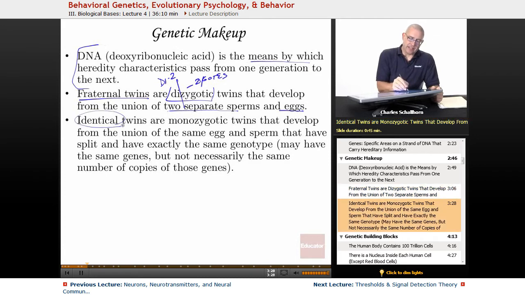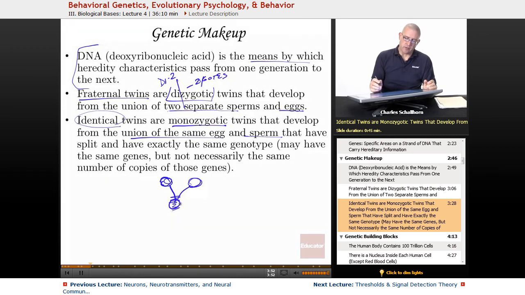Unlike identical twins, they're monozygotic twins, and they develop from the union of the same egg and sperm, but they split. And so you've got one egg, and then it splits off into two. But the key thing is that they have the same genotype. So they have the same genetic structure, but not necessarily the same number of copies of those genes. So that's one of the reasons why you will find differences in the physical appearance of identical twins.